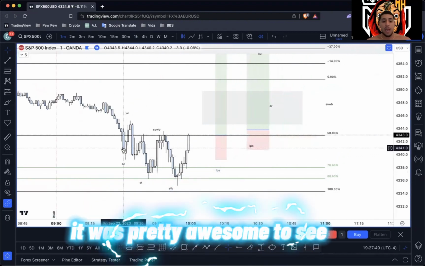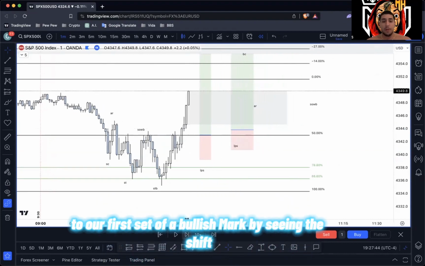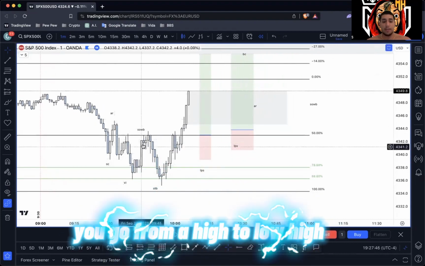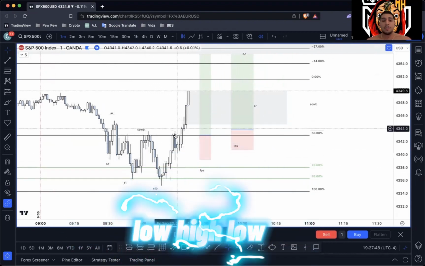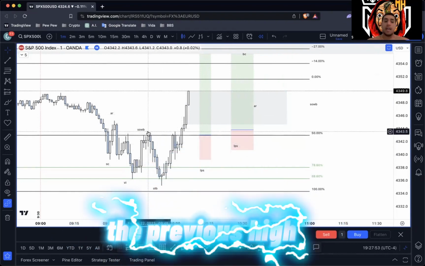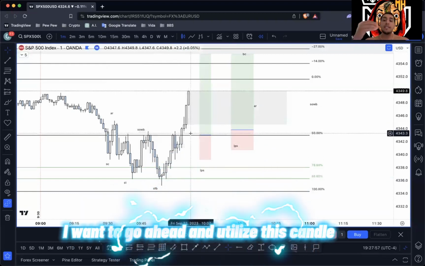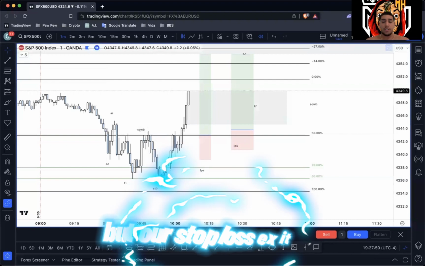And it was pretty awesome to see how we go from a downtrending market to our first hint of a bullish market by seeing a shift. We go from a high to a low, high, low, high, low, shift to the upside. Well, where was our last point? Here was the last candle that respected the previous high before market then retraced and broke above higher. So I wanted to go ahead and utilize this candle as not only our entry, but our stop loss exit.